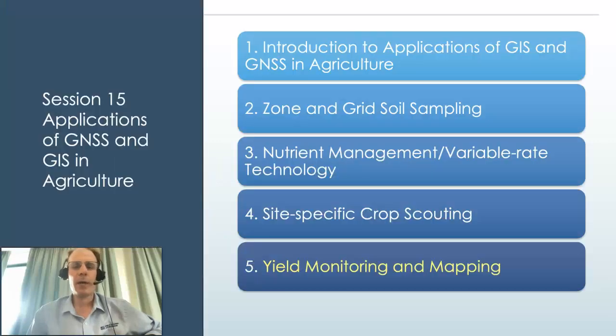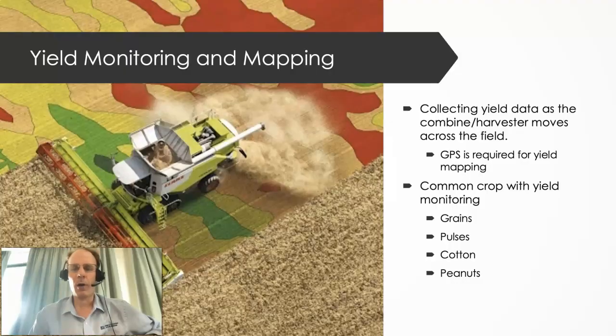We have been talking about different applications of GPS, GNSS, depending on where you're from, and GIS in agriculture. In some of our previous lectures, we talked about zone and grid soil sampling, variable rate technology, site-specific crop scouting. In this video lecture, we want to talk about yield monitoring and mapping. Let's begin by defining what yield monitoring and mapping are.